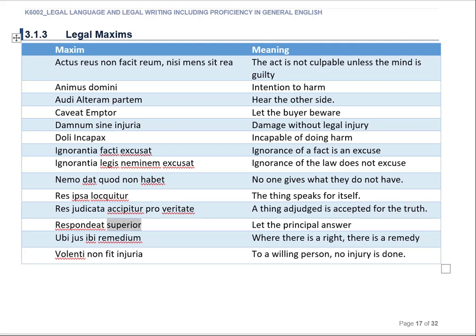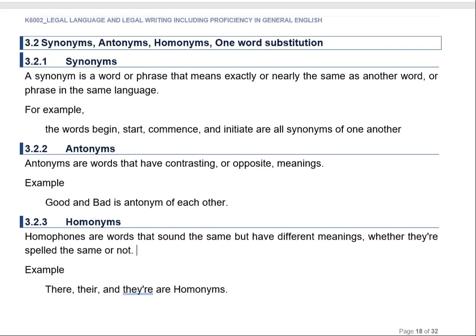Respondeat superior. Let the principal answer. Ubi jus ibi remedium. Where there is a right, there is a remedy. Volenti non fit injuria. To a willing person, no injury is done.